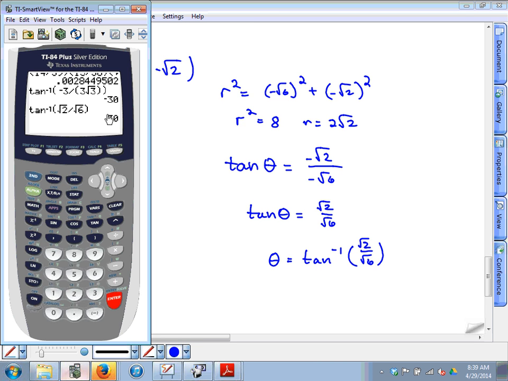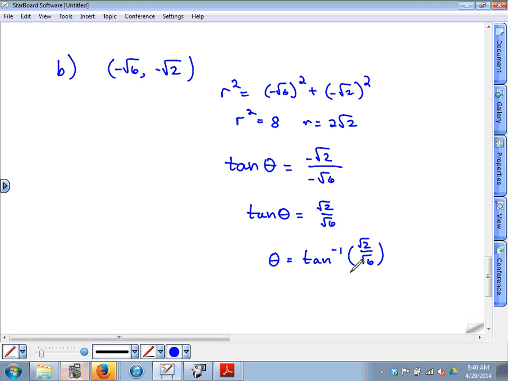Do you remember how we had to define tangent in order to use inverse? Negative pi halves to pi halves. What quadrant is that in? Negative pi halves to positive pi halves. That's quadrants 1 and 4. The only answers you will ever get from your calculator for inverse tangent are quadrants 1 and 4. So how then can we get an angle that's in the third quadrant? You have to add 180.